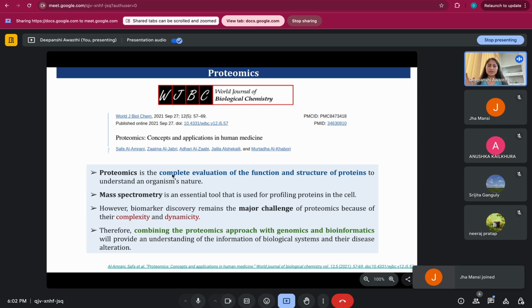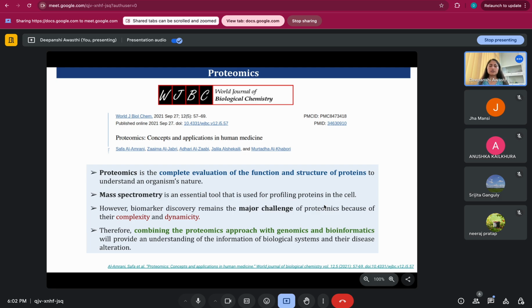It is the complete evaluation of the function and structure of the protein to understand the nature of the organism, and mostly different techniques are used. One such technique is mass spectrometry. It is an essential tool which helps us to analyze the proteins. So it is one of the measures to study proteomics. However, biomarker discovery, which is important to identify the biomarker so that we can treat different diseases, is a major challenge with proteomics, because proteomics is quite complex and it is dynamic.